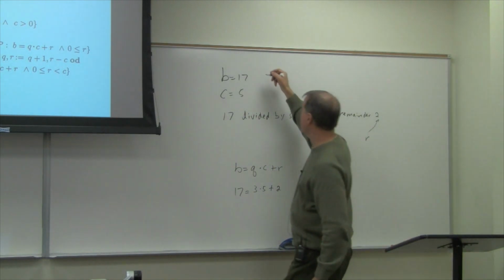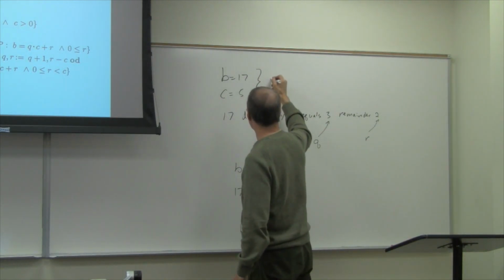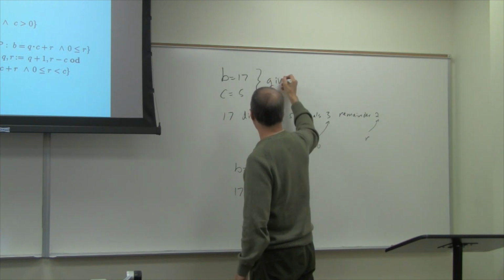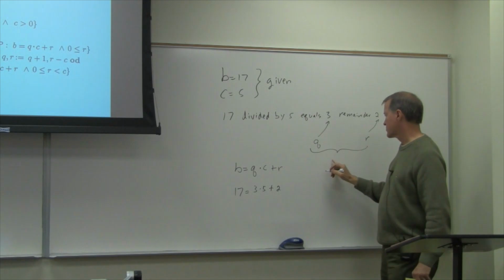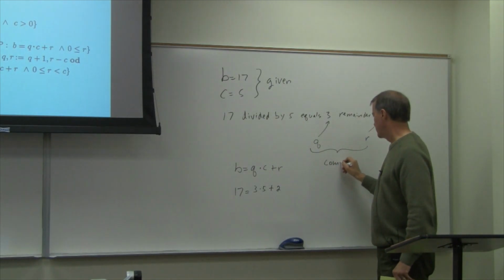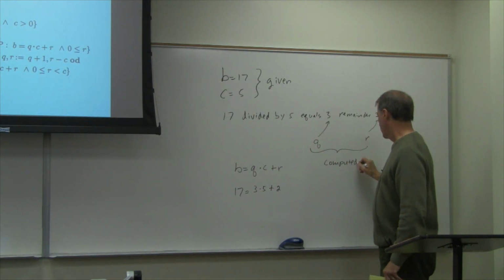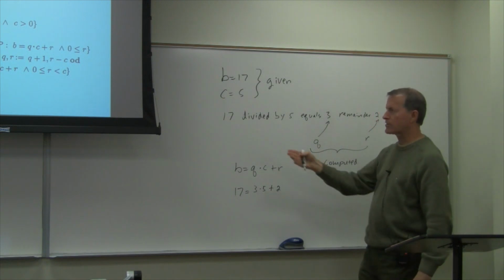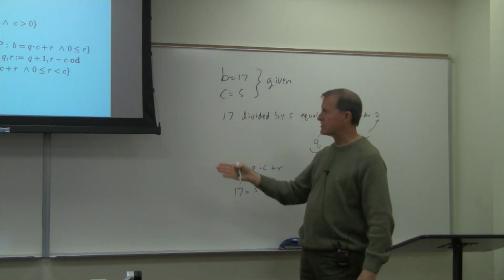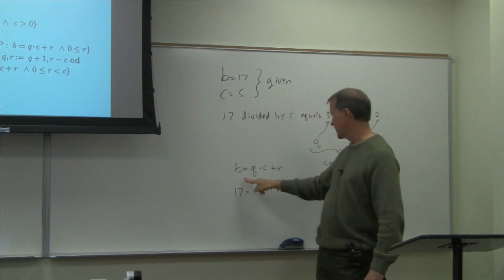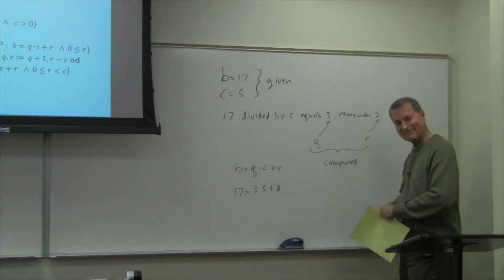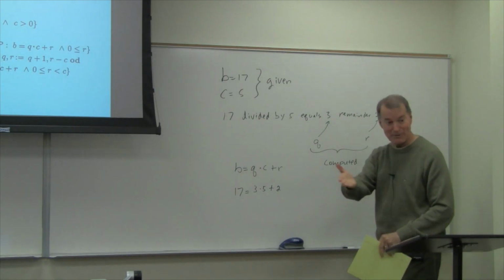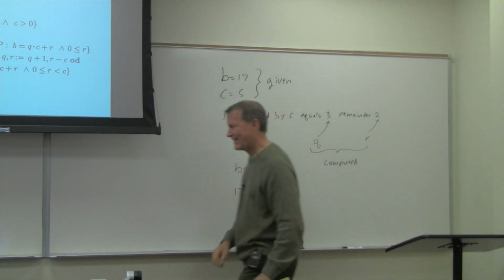So this is given, and this Q and R is what's computed. What we want is for the postcondition to satisfy that condition, B equals Q times C plus R. All right? Is everybody with me? Okay.